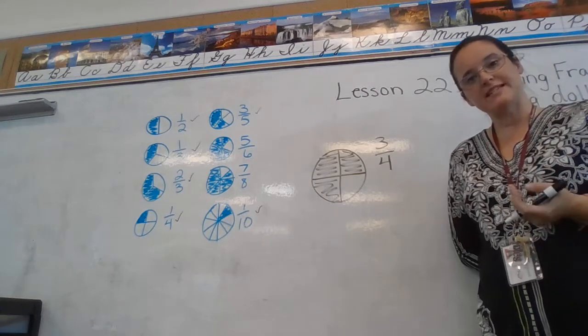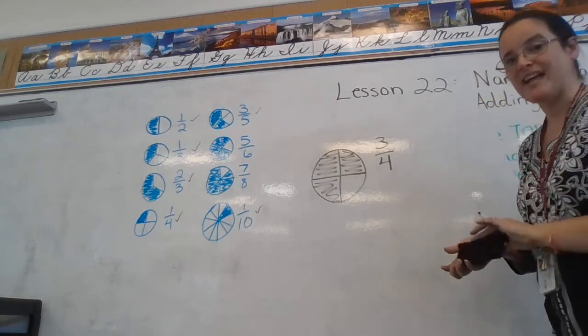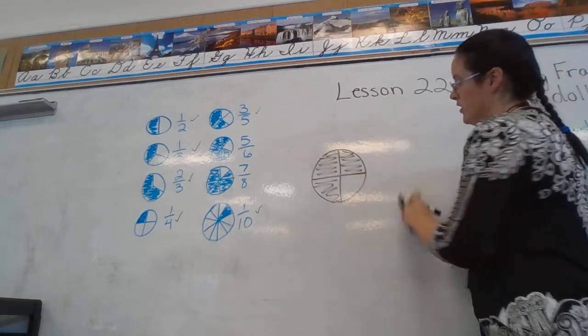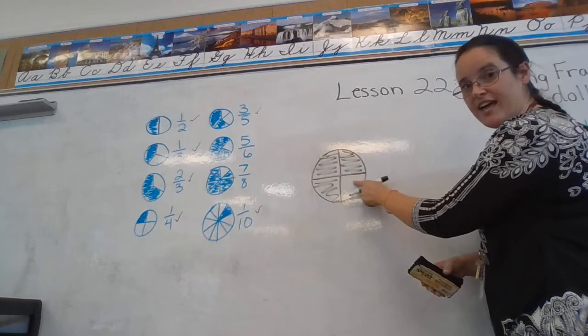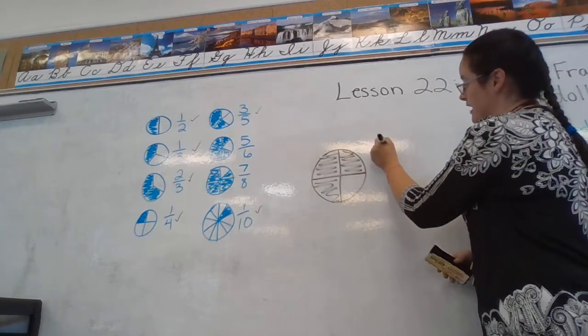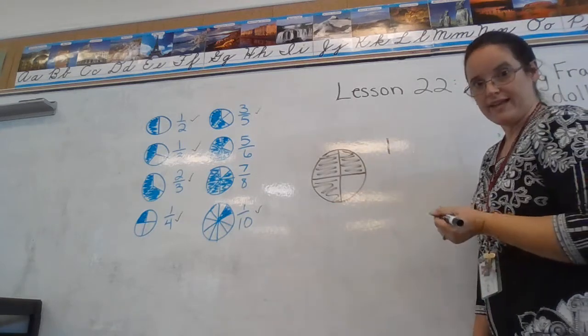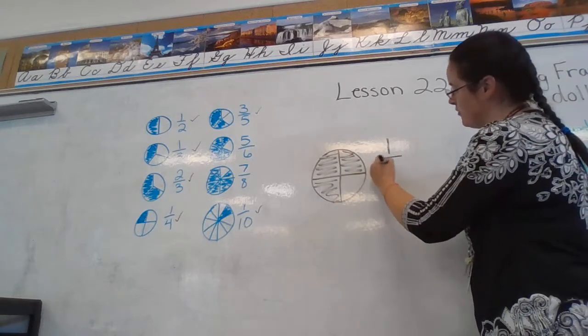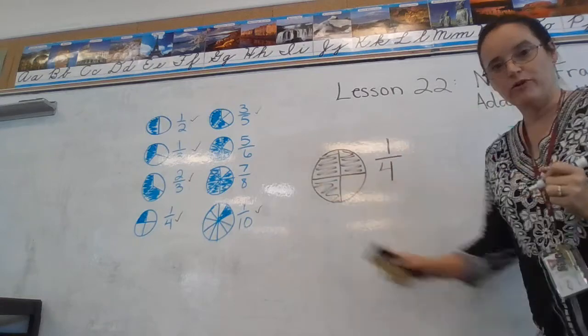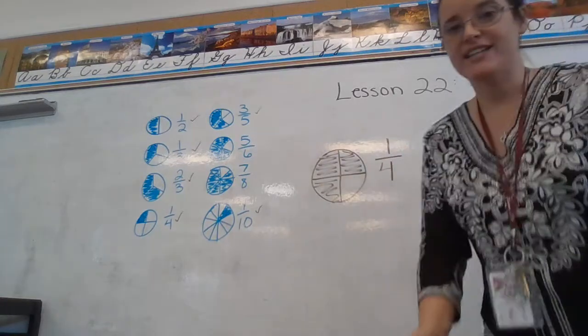What if we flipped it and said what fraction of the circle is not shaded? Well, now we're not talking about the shaded pieces anymore. We're talking about the unshaded piece. So now my numerator is going to be 1. How many pieces make a whole? Still 4. So 1/4 of this circle is not shaded.